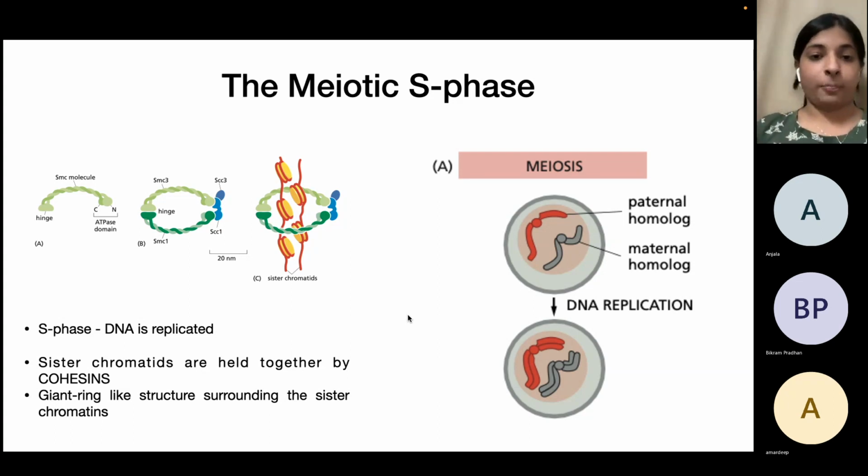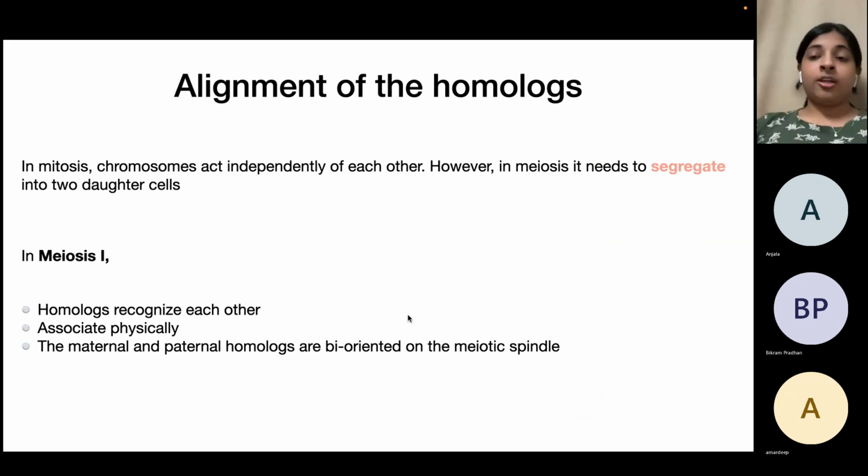resulting in non-disjunction again. So in meiosis 1, like we saw previously, there needs to be alignment of the homologs. In mitosis, it's alignment of the sister chromatids at the cell equator, but here it's the alignment of the homologs. So both the homologous copies need to come together. They need to recognize each other. They need to associate together physically with each other. And this is the biorientation, which means that one homolog entirely, both sister chromatids together, attaches to one spindle, and the other homolog, both sister chromatids together, attaches to the other spindle pole.